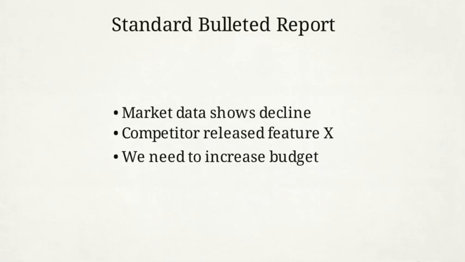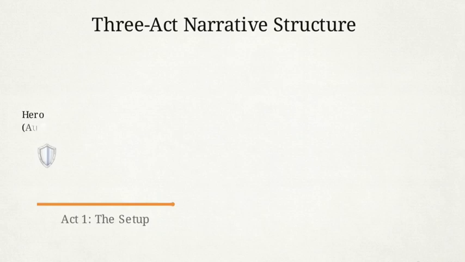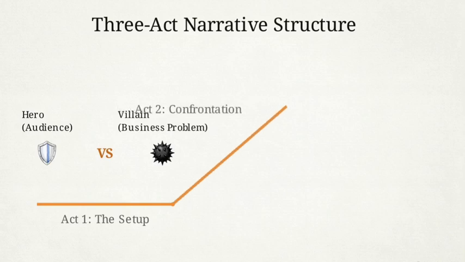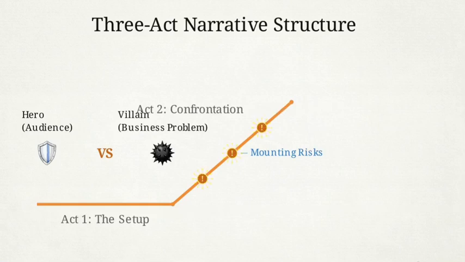Replace your standard bulleted report with a 3-act narrative: the setup, the confrontation, and the resolution. In Act 1, establish the baseline. Position your audience as the hero and define the business problem as the villain they fight. Act 2 is the confrontation. Show why current methods fail to stop that villain, using data to highlight risks mounting over time.